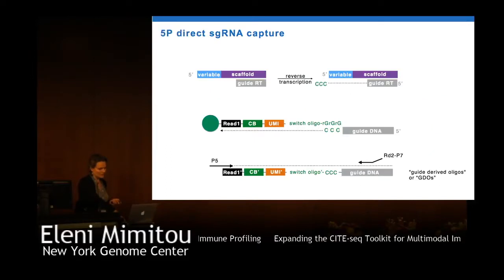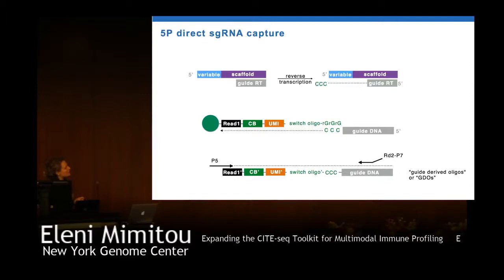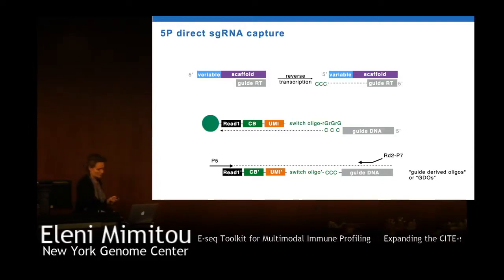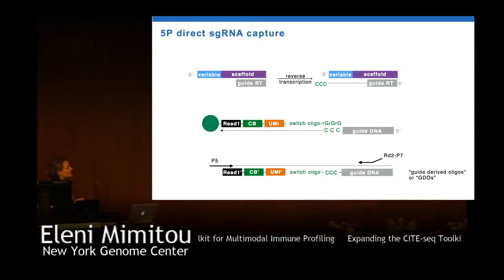We wanted to achieve a direct guide capture, and for that reason, we leveraged the invariable scaffold sequence of the guide RNA as the priming site for a guide RT primer that we can spike in during the RT reaction. This extends and then, alongside the mRNAs in that cell, can do template switch and copy the UMI and cell barcode information. Once now the guide information is in the same string as the cell barcode and the UMI, we can PCR amplify and make the guide-derived oligo library.